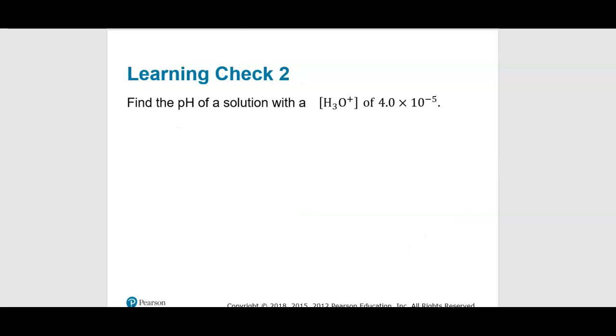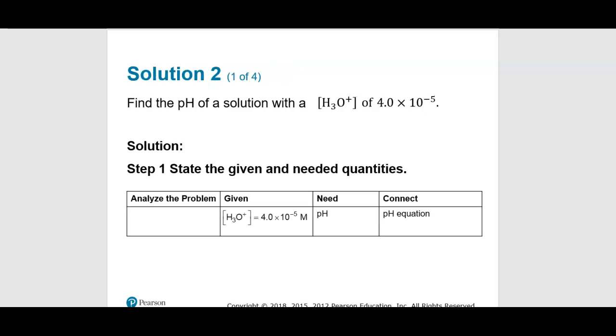Okay, so we find a solution with a hydrogen ion concentration of 4 times 10 to the minus fifth. Now this should be fairly simple, this should be fairly easy for you. You take 4e to the minus fifth, you take a logarithm, you're going to get a negative number, and you just make it positive, and you're going to get 4.39, something like that. We'll see it on the next slide.